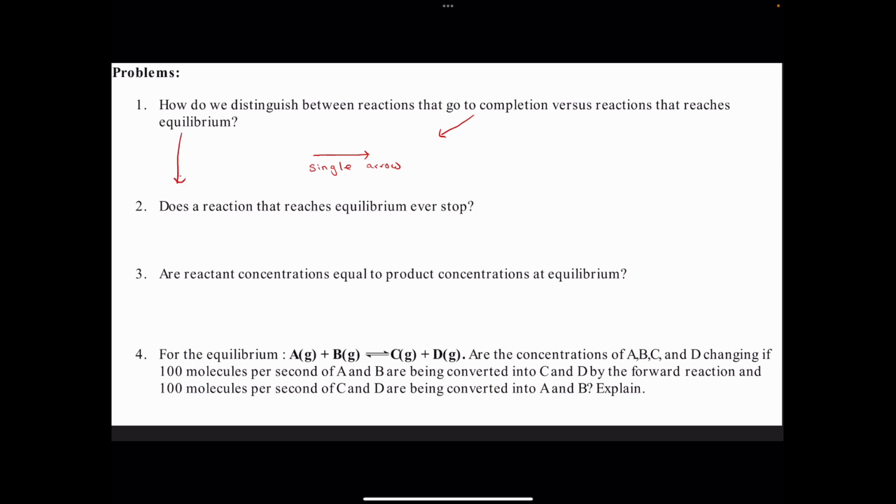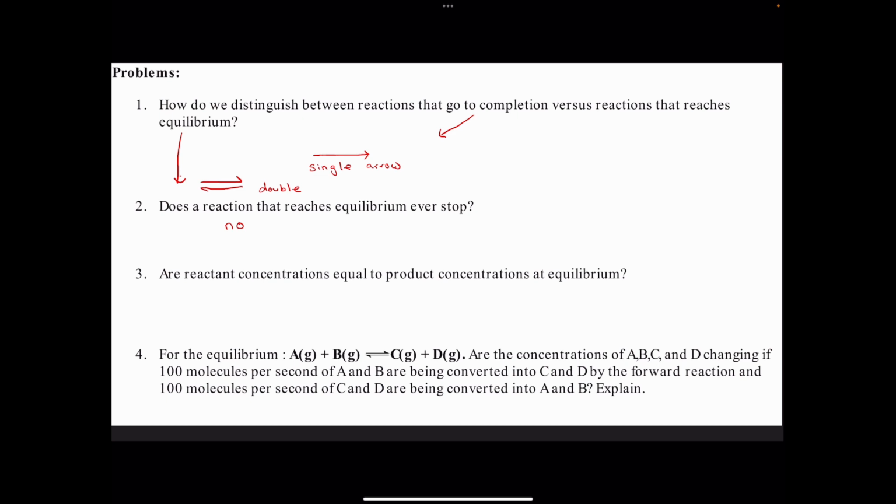Equilibrium, we're going to use the double arrows. So we're asked, does a reaction that reaches equilibrium ever really stop? And the answer is no. It appears to stop because the concentrations become constant, but the reaction is still moving. It's just happening at equal rates.